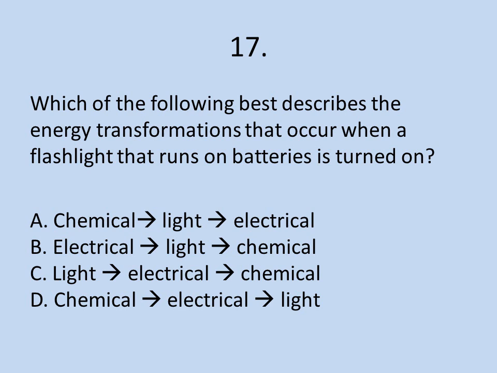Question 17. Which of the following best describes the energy transformations that occur when a flashlight that runs on batteries is turned on? A. Chemical to light to electrical. B. Electrical to light to chemical. C. Light to electrical to chemical. D. Chemical, electrical to light.